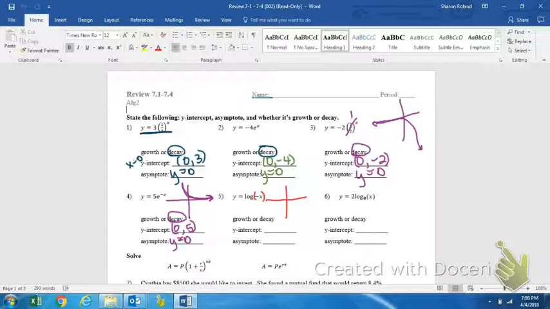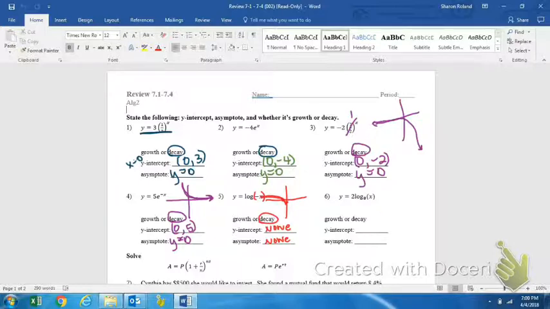Okay, so this one you're going to start out with negative numbers, and it's going to cross here at negative 1, 0, and it's going to come down and get very, very close to a number, but it won't touch it, so you're not going to have a y-intercept, so there's none. And it's going down, down, down, down, down, so it is a decay. There is no asymptote because it doesn't continue on forever, and there's no y-intercept.